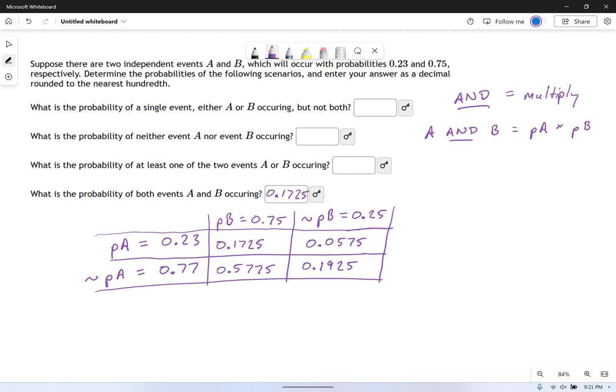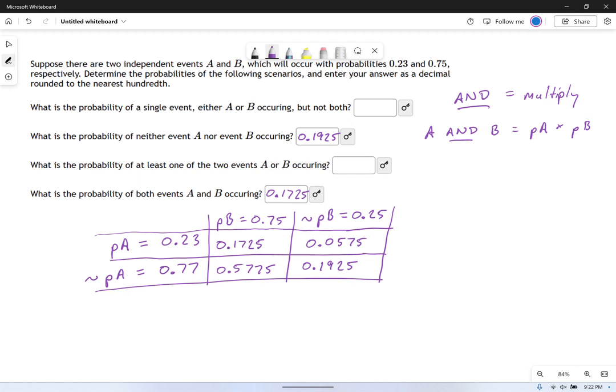So let's see. Here's one. What's the probability of neither event A nor event B occurring? Well, that means not A times not B. Okay, neither one of these things is occurring. So we take probability not A times probability not B, and we get 0.1925. That would be our answer right there. The phrasing is important, so it's worth spending a little time reading the phrasing of the prompt and making sure you understand what it's talking about.